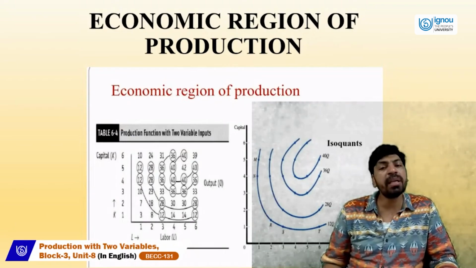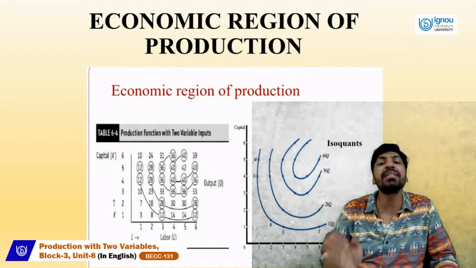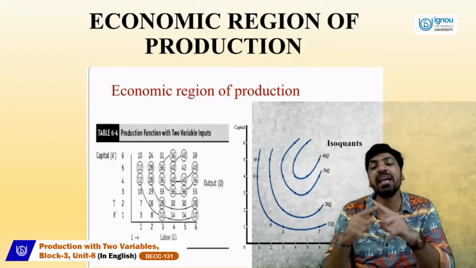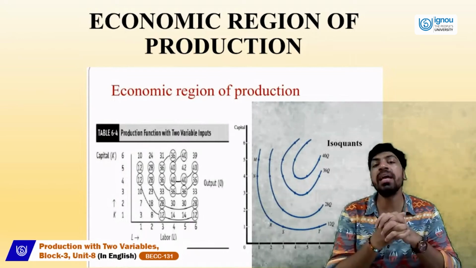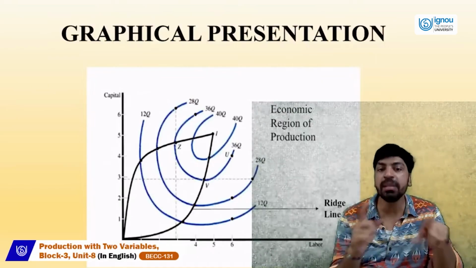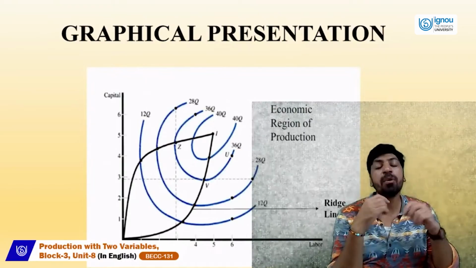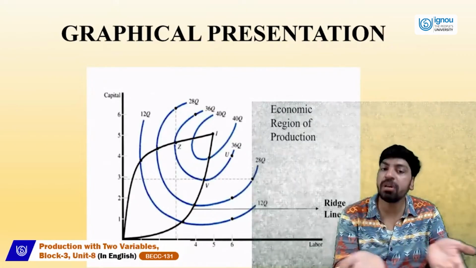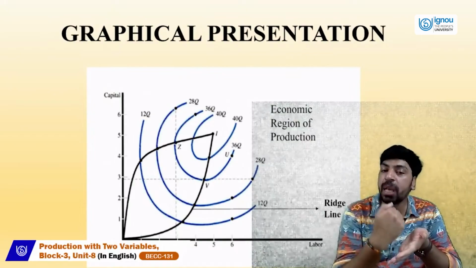The economic region of production is that portion of the isoquant which has a negative slope. The portion which shows the negative slope is called the economic region of production. In the upcoming slide, you have to draw the ridge lines. Ridge lines cover that portion of the isoquants which has a negatively sloped curve.